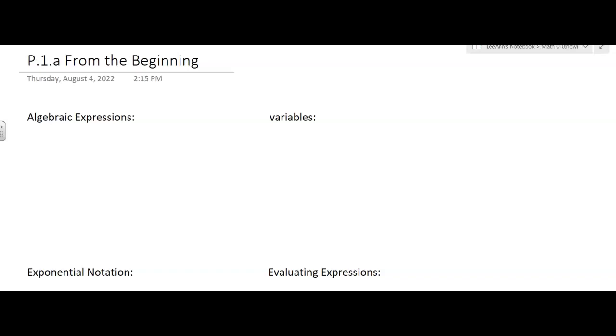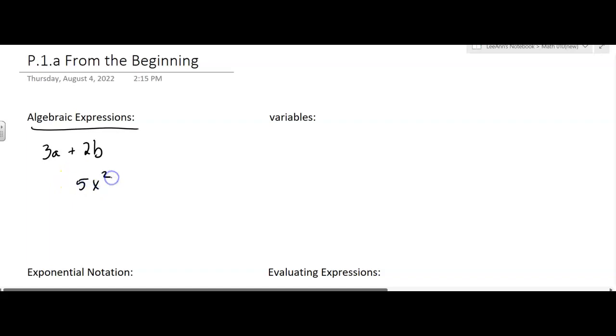So we're going to be talking about algebraic expressions. Algebraic expressions have numbers and letters in them and operation symbols. So maybe we have something like 3a plus 2b. That would be an algebraic expression. Or maybe we have something like 5x squared. That would be a different algebraic expression. But you can have operations, you can have numbers, you can have variables. Variables are the unknowns. They're the things we don't know.